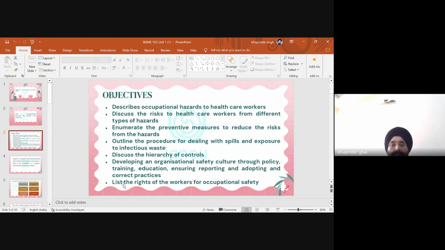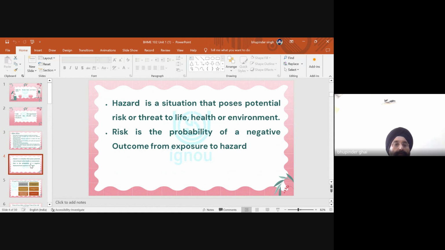List the rights of the worker for occupational safety. All workers working in any industry have some rights regarding occupational safety. Then we'll list the workers' rights related to occupational safety. So first we'll learn what is hazard and what is risk, because most of the time we'll talk about hazards at the workplace, the risk to the workers.